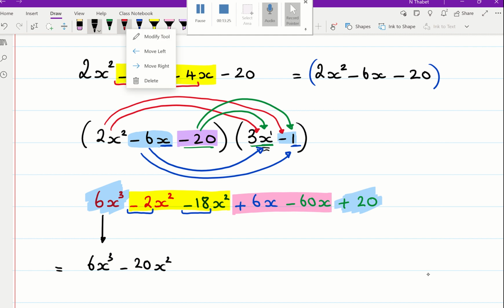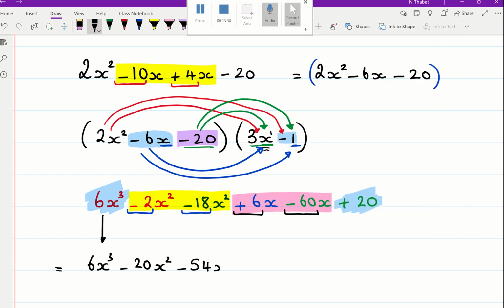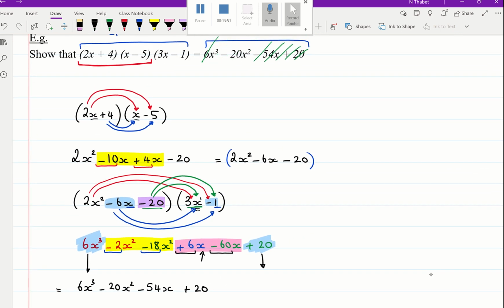And then again, you get your calculator and you put what you see, plus 6 minus 60. Plus 6 minus 60, which is minus 54x, because of that x. We don't change the powers, it's not an x squared. And then plus 20. And since you are given the answer, I would check at this point, especially in an exam situation, 6x cubed minus 20x squared minus 54x plus 20. Correct? This question is worth 3 marks, and if they give you the final answer in an exam situation, you can check. If you've forgotten something, you can go and change it and make sure you get the marks.